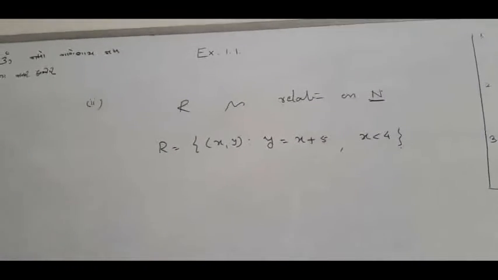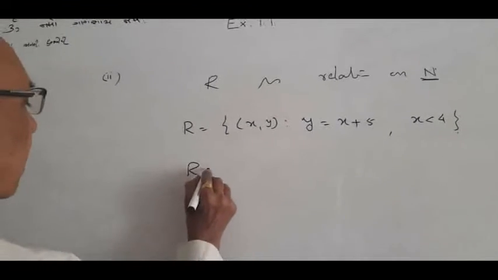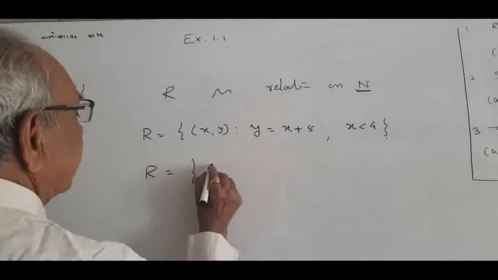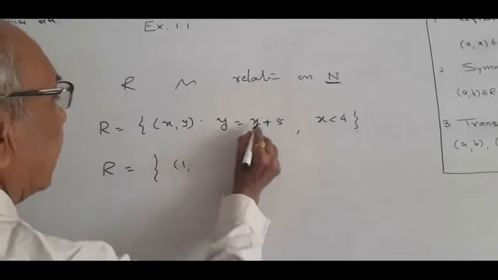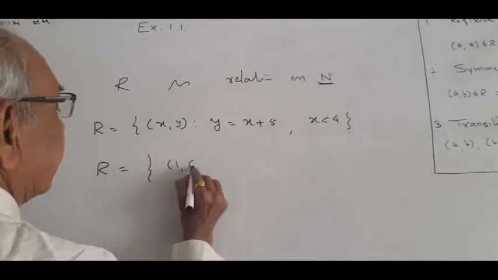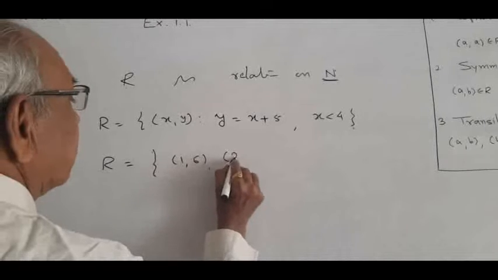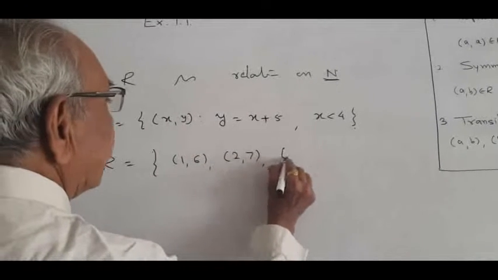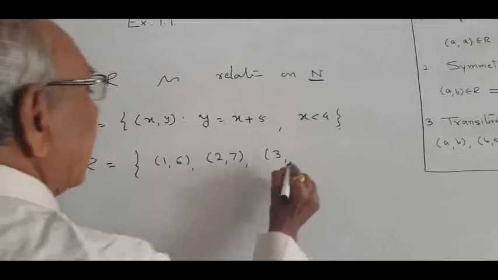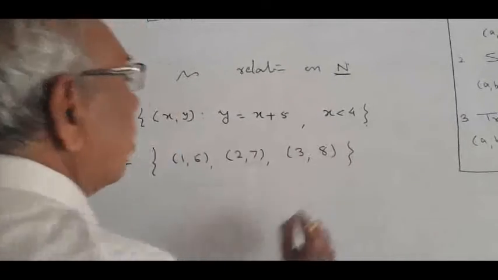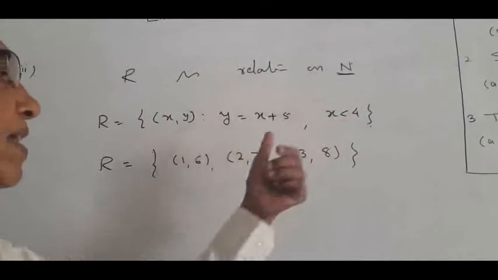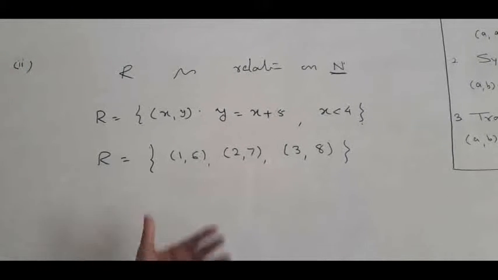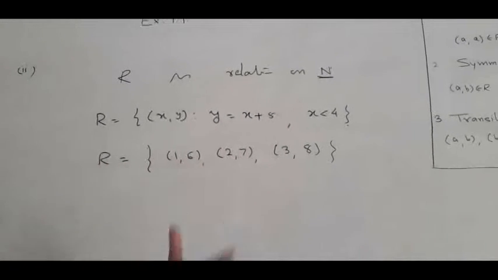First of all, we will write our relation by the listing method. When x is 1, y is equal to 1 plus 5, that is 6. When x is 2, y is equal to 2 plus 5, that is 7. When x is 3, y is 8. And we are not able to put x equal to 4 because x is less than 4. Now, here R consists of 3 ordered pairs.